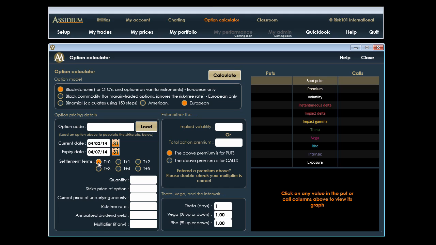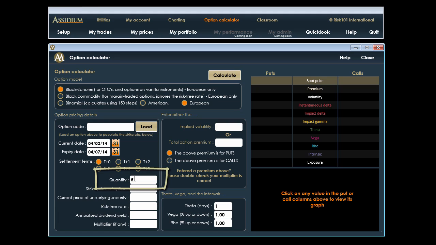For most listed options, these terms would be T plus 0. This can affect the valuation of the option because the settlement dates are the actual dates used in the option calculation. Note that the Assidium analysis model assumes settlement rules of T plus 0.